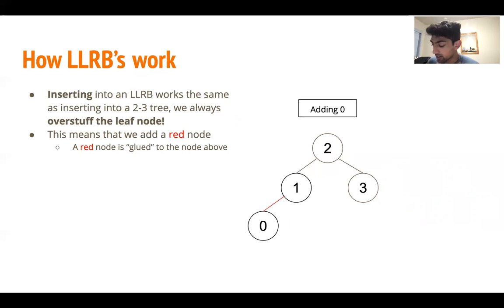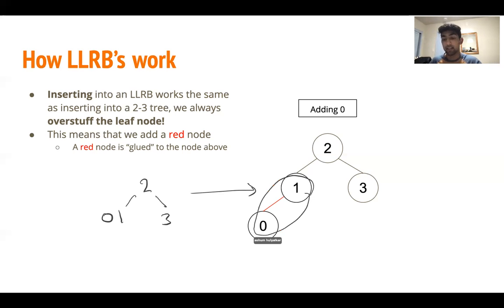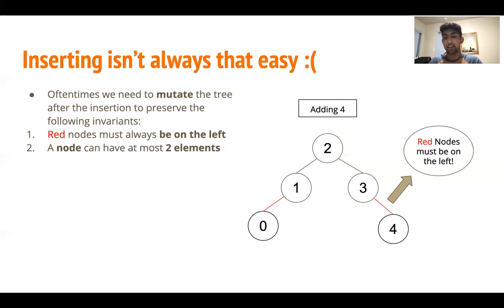What I mean by that is, recall this 2-3 tree that we mentioned before. After adding the number 0, we see that 0 and 1 are part of the same node. Likewise, when we think about the corresponding LLRB, after adding 0, 0 and 1 are part of the same node. Okay? So it seems that why don't we just always insert, add red links, and call it a day? But it's not always that easy.